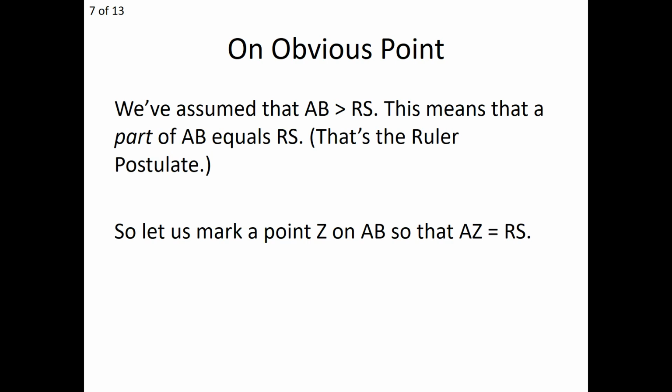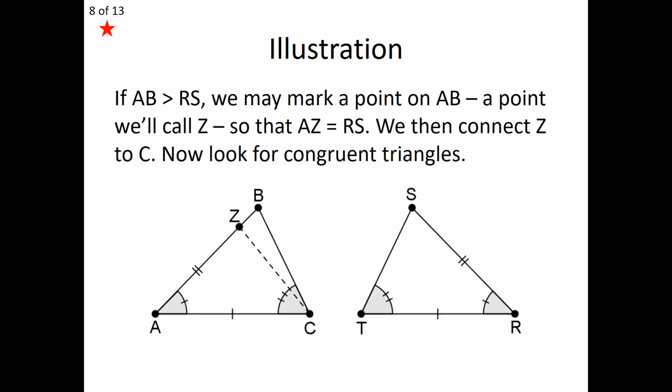So what we're going to do on the next slide is, since we've assumed AB is greater than RS, we're going to cut AB shorter so that the measure of the segment we get is equal to RS. We're going to place a point Z on AB such that AZ is equal to RS. Let's take a look at what this diagram holds.